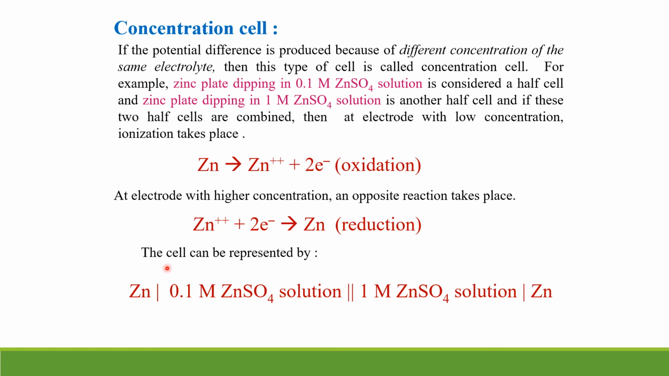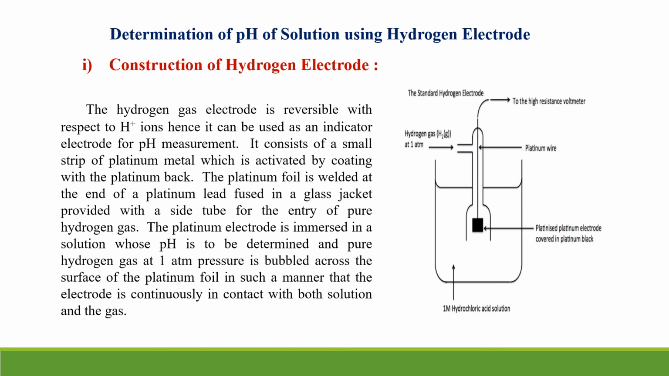How will we represent the electrochemical cell? The electrochemical cell can be represented by zinc in contact with 0.1 molar zinc sulfate solution, which is in equilibrium with again zinc sulfate solution, but which is of 1 molar concentration, and in which the zinc plate is dipped. So this is a type of concentration cell which is made by using the same electrolyte but of two different concentrations that form the two different half cells.